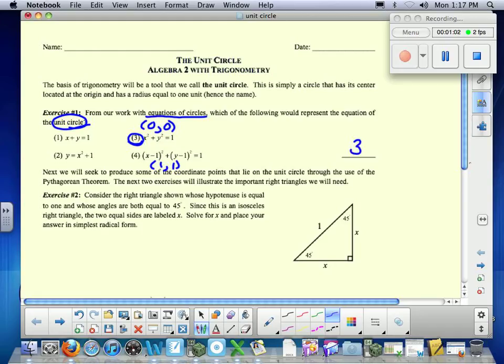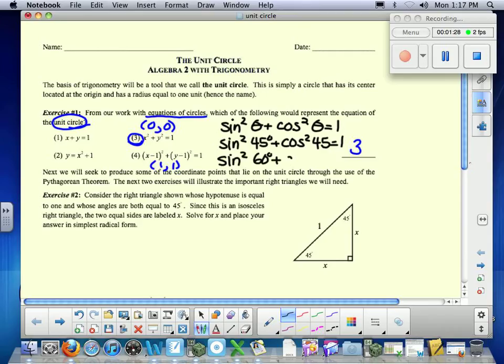This idea of x squared plus y squared equals 1 we saw last week. Do you recall we did sine squared theta plus cosine squared theta equals 1? Sine squared 45 plus cosine squared 45. Sine squared 60 plus cosine squared 60. Oops, I forgot what degrees we did there. One day last week we discovered all of these, and the same thing's true for the 30s. I just can't fit them in there.